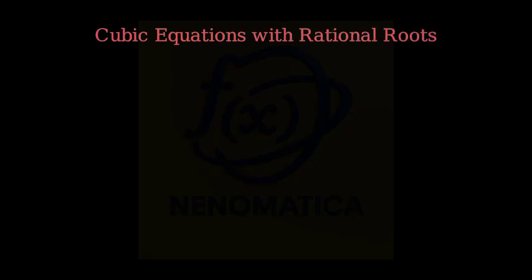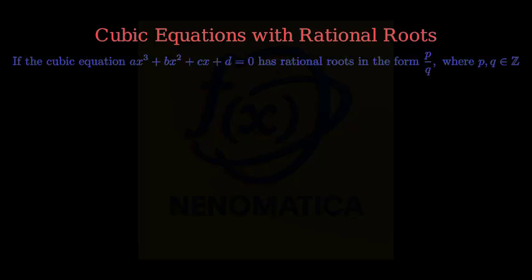We're going to explore an interesting theorem about cubic equations with rational roots expressed as fractions. Let's look at the theorem we're going to prove today. If the cubic equation ax cubed plus bx squared plus cx plus d equals 0 has rational roots in the form of p over q, where p and q are integers, then the number p divides the constant term d, and the number q divides the coefficient a.